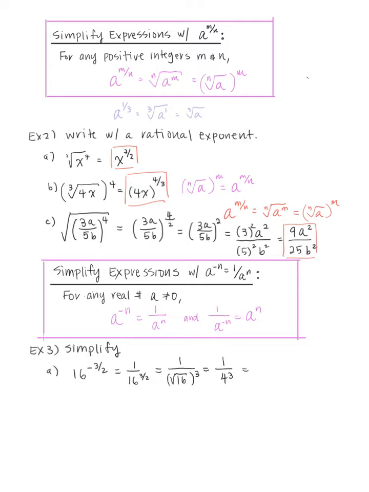So our answer is going to be 1 over 4 times 4 times 4 is 64, and that's going to be the answer. Don't worry, we're going to do another one.